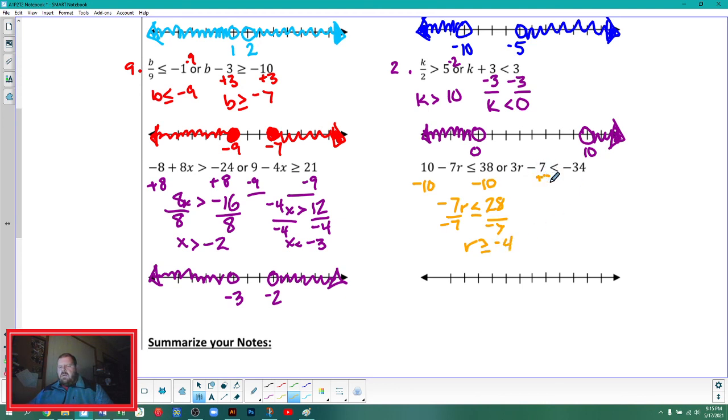On this side, we'll add 7 to both sides. They're going to make me think, aren't they? 3r is less than negative 27. Divide by 3. And I get r is less than negative 9. So we've got less than negative 9, greater than or equal to negative 4. Less than negative 9 is open circle at negative 9 and shaded left. Greater than or equal to negative 4 is closed circle at negative 4 and shaded to the right.